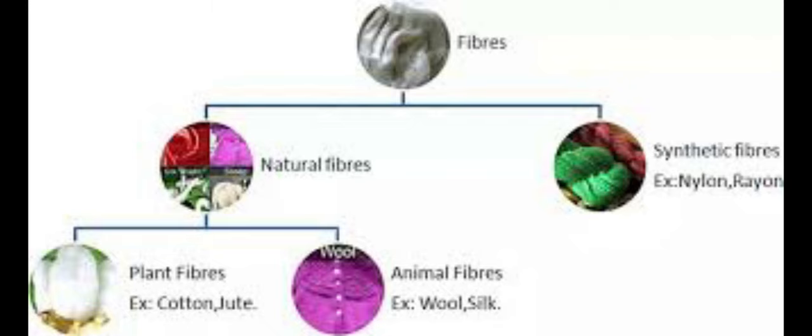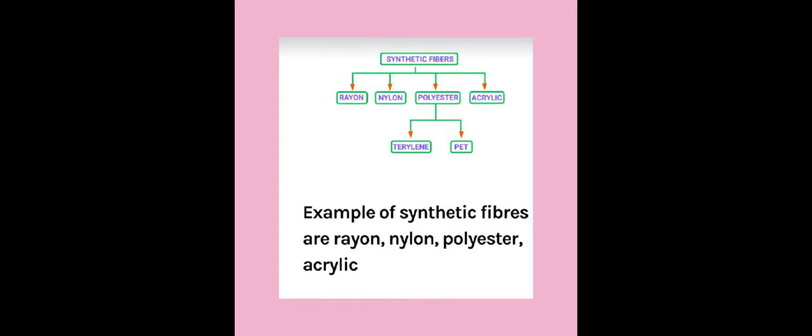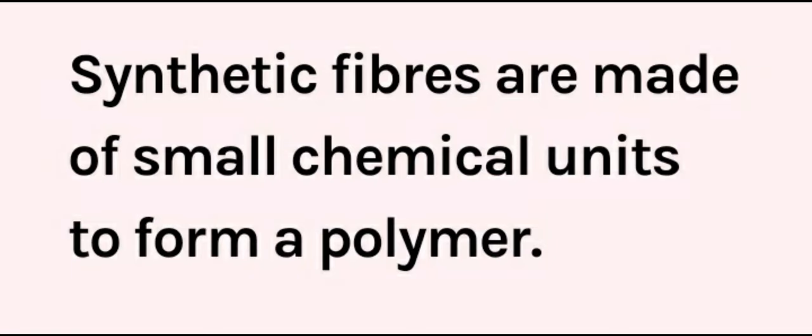Now let us learn about the man-made or synthetic fibers. These man-made fibers are made from different types of chemical sources. Examples of man-made fibers are nylon, polyester, polyethylene, polypropylene, rayon, etc. What are synthetic fibers? Let us learn about that.